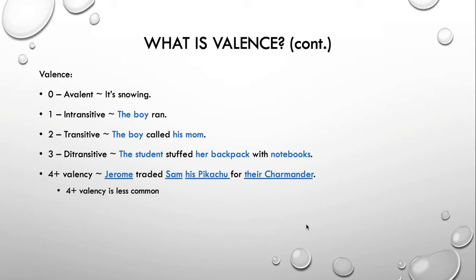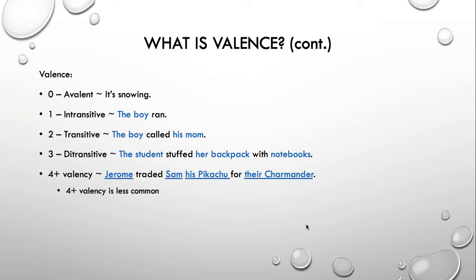Furthermore, there are different types of valence according to the number of arguments in the clause. There's avalent, which has 0 arguments. As you can see, it doesn't actually stand for anything in the example. There is intransitive, which has 1 argument. By the way, everything highlighted in blue is an argument. So intransitive has 1 argument, which is the boy. Transitive has 2 arguments, which is the boy and his mom. And ditransitive has 3 arguments, the student, her backpack, and notebooks.